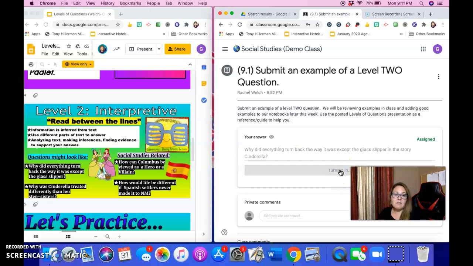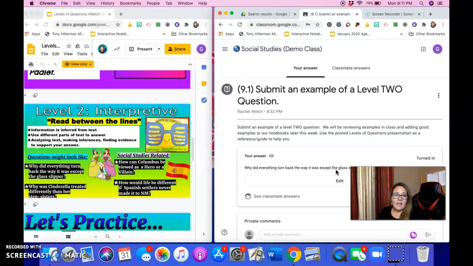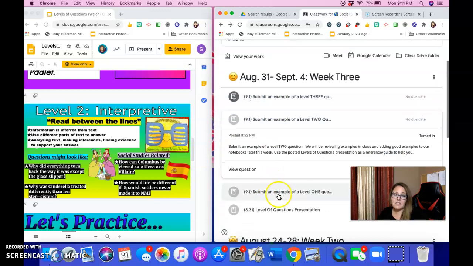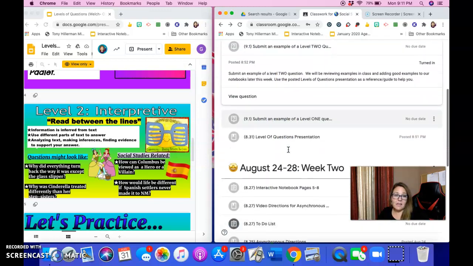Then you'll turn in and go back to your class for the next question. You'll have to do the same thing for level 3 and the same thing for level 1. And that is it for today.